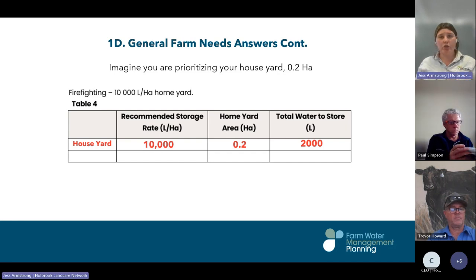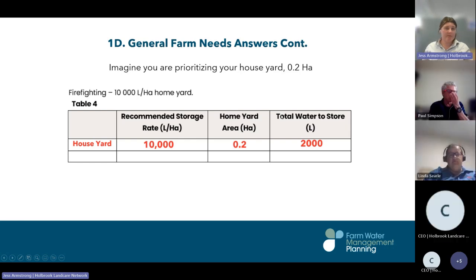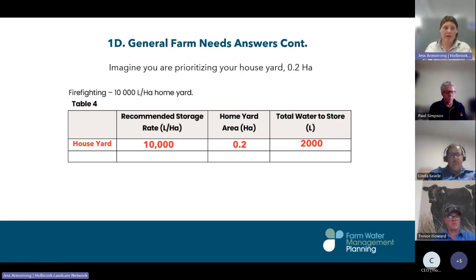And of course, you can store more if you have the facilities for that and if you're willing to invest in that and if that's an area of importance for you. We have done some farm visits and have been involved in some bushfire recovery projects where a lot of people have invested significantly to ensure that they have a lot more water in storage around their home yards, so that if we do have another bad fire season, they are equipped to protect their homes. So it's really up to them, 10,000 is the minimum amount of water that they recommend.